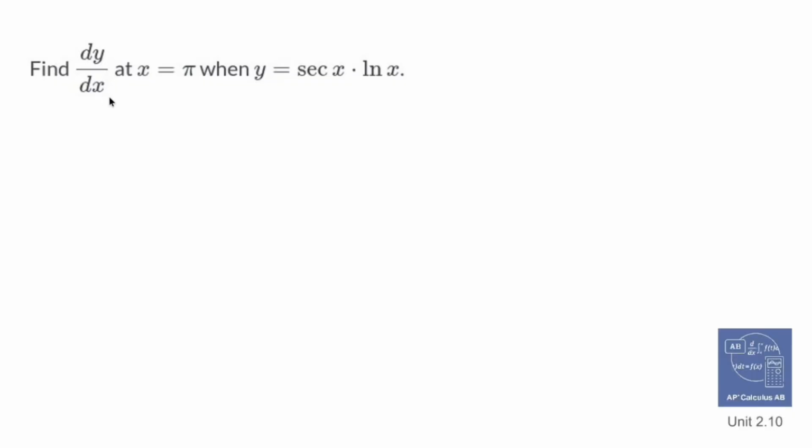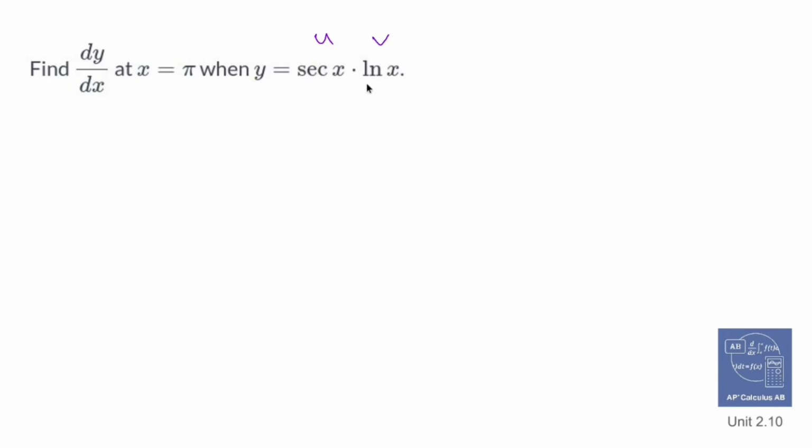Find dy dx at x equals pi when y equals secant x times ln of x. Ugh. All right, so this is not going to be pretty at all. In fact, I think this is actually not going to be so bad. This is what's going to happen. We're going to need the product rule for that guy right there.